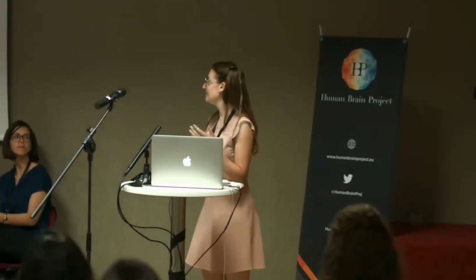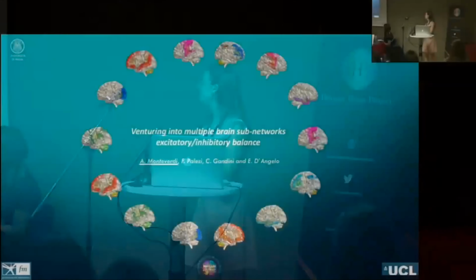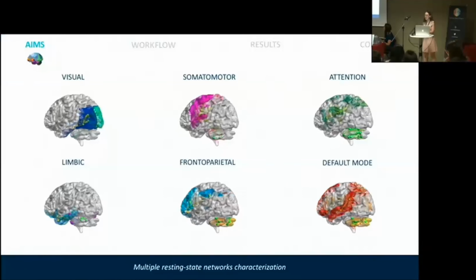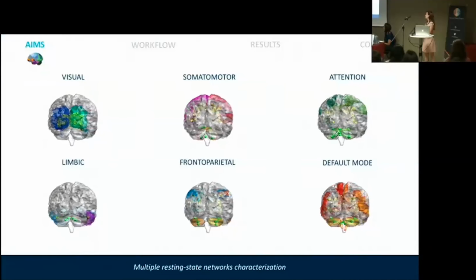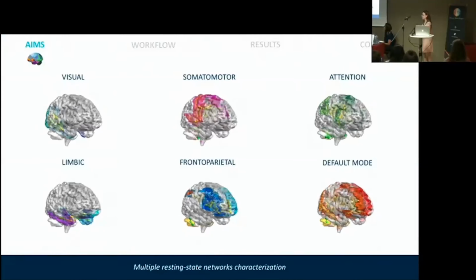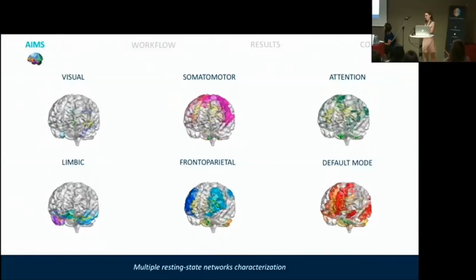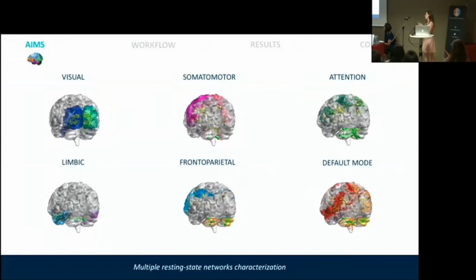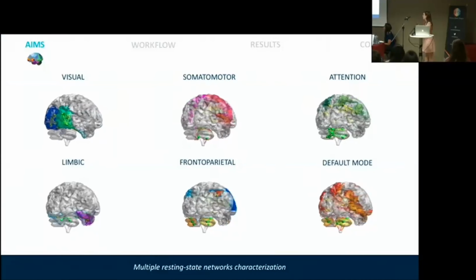Okay, good morning everyone. In this work, this is an adventure into multiple brain subnetwork excitatory inhibitory balance. So why multiple brain subnetwork? Because a comprehensive assessment of multiple brain subnetwork in single subject has been rarely performed. So we decided in this work to focus our attention on the network that you can see here.